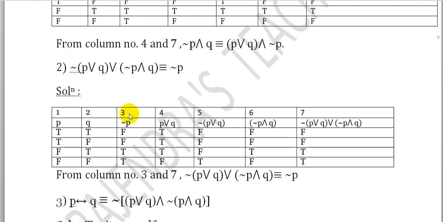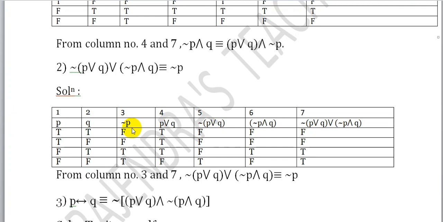In column number 3 we write negation P. In column number 4 we write P or Q. In column number 5 negation of (P or Q). And in column number 6 negation P and Q. This is entire negation, this is only negation P. This is 7th column. So we write here negation of (P or Q) or negation (P and Q), means full left hand side.